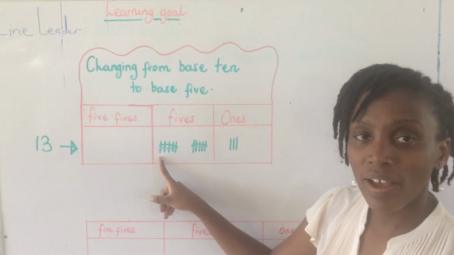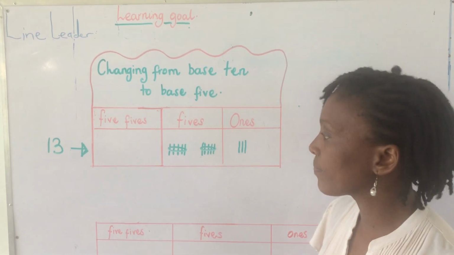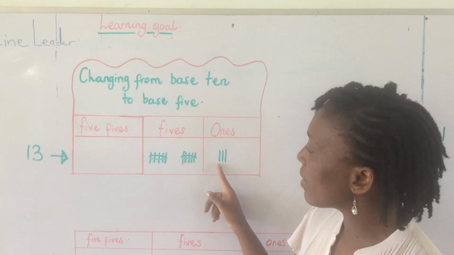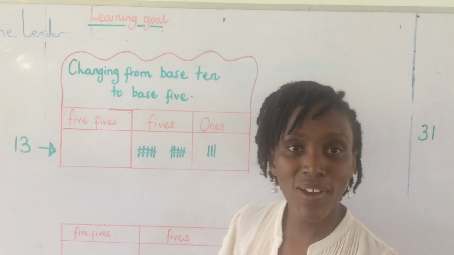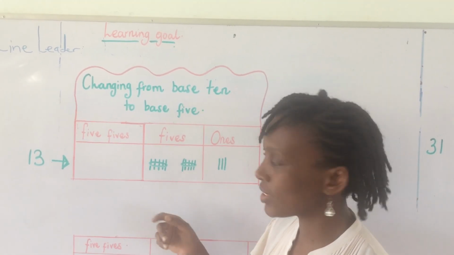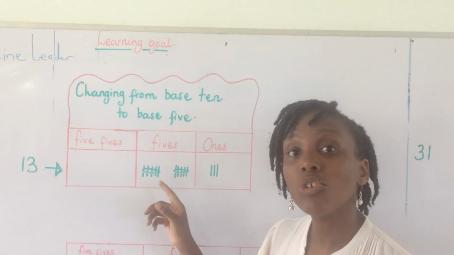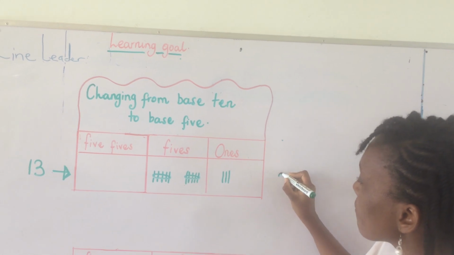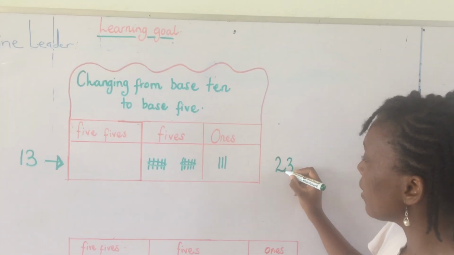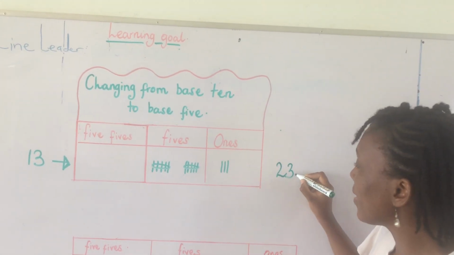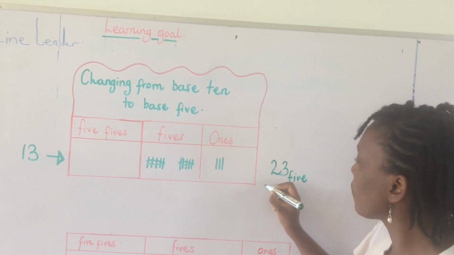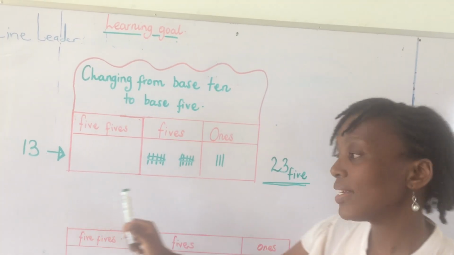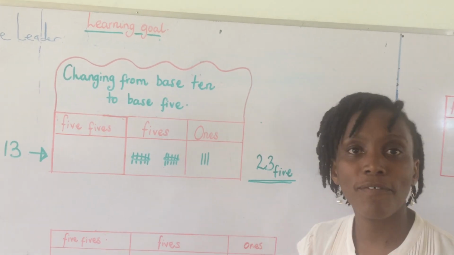So if we're to count together, each of these represents one group of 5. So 5, 10, 11, 12, 13. So using this place value chart, or for today's lesson, our function machine, we have changed 13 into groups of 5. And how many groups of 5 do we have? We have 2 groups of 5. And how many ones do we have? 3 ones. And what base are we working in? Base 5. So our answer is 2, 3, base 5. 13 base 10 is the same as 2, 3 base 5.